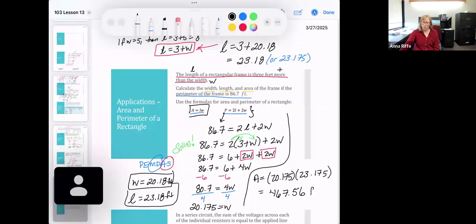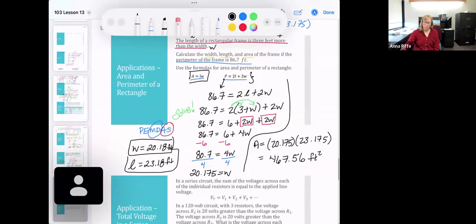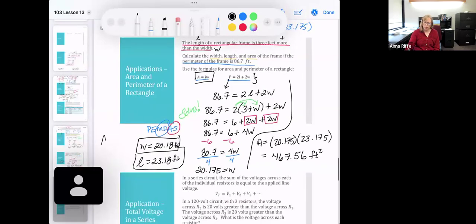0.56, and it is in square feet because this is an area. Area is 467.56 square feet. So 3 different things to find here. Questions on that?